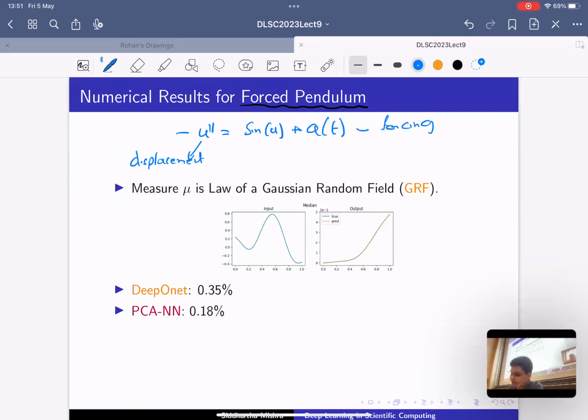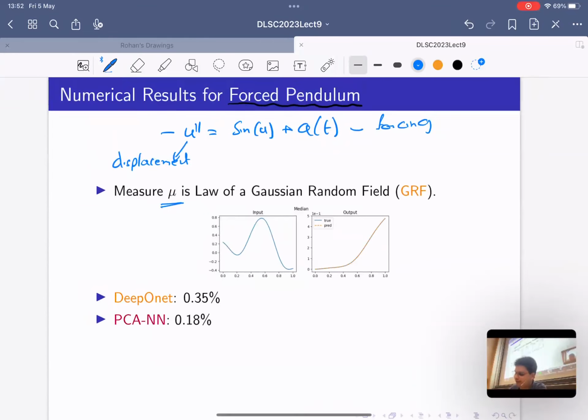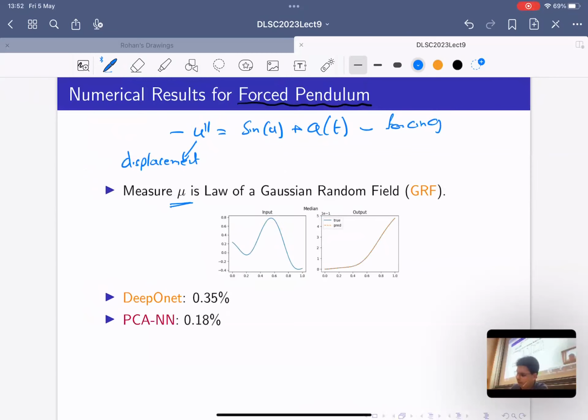Okay, so how do I set this problem up? Remember that in my training process, I had to fix this measure, mu, right? This is the measure from which I'm going to draw my samples. You could think of various options, and we will think of various options during the course in the next couple of lectures. But a very natural candidate is to use what are called Gaussian random fields, or in this particular case, Gaussian processes.